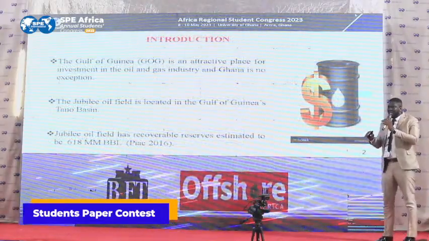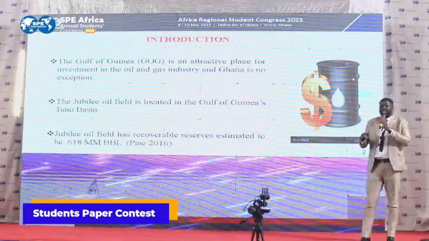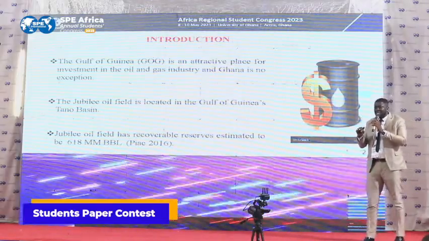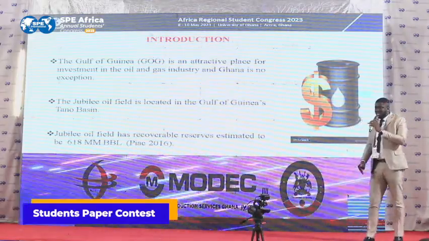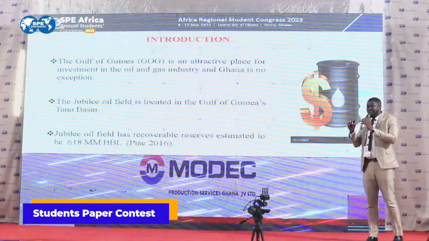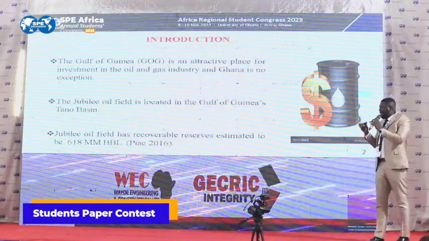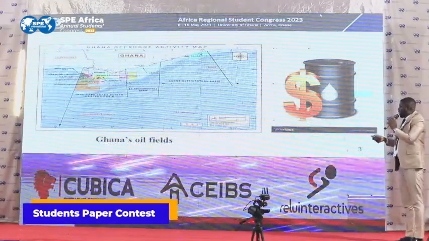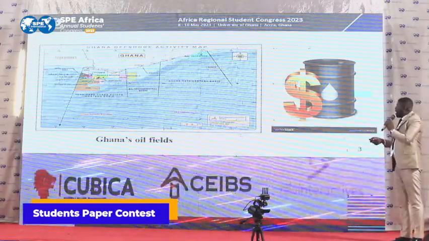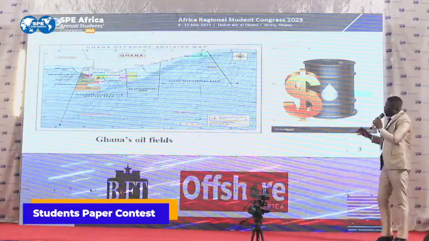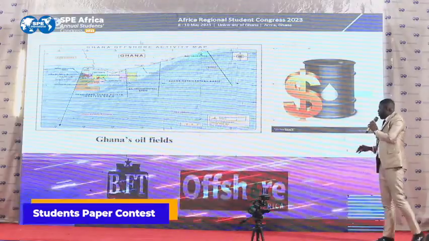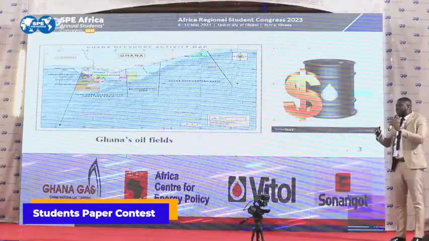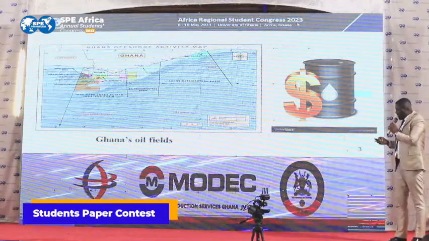Now, the Gulf of Guinea is an attractive place for oil and gas investment, of which Ghana is no exception. The Jubilee Field is found in the Gulf of Guinea Tano Basin and is estimated to have recoverable reserves of 618 million barrels. So this is a pictorial view of Ghana's oil fields. First, we have 3 offshore basins, the Accra-Keta Basin, the South Pond, then we have the Tano Basin. And we have 3 oil-producing fields, all found in the Tano Basin, of which Jubilee is part.